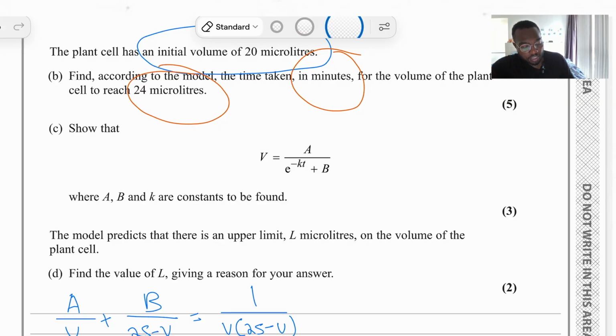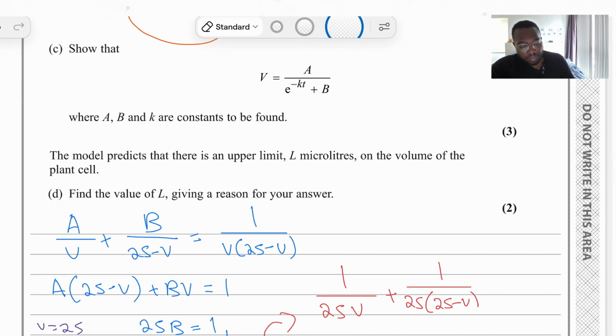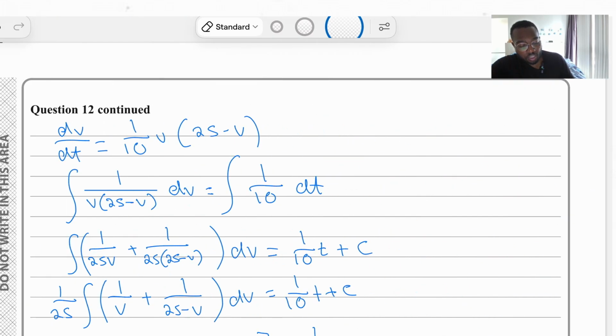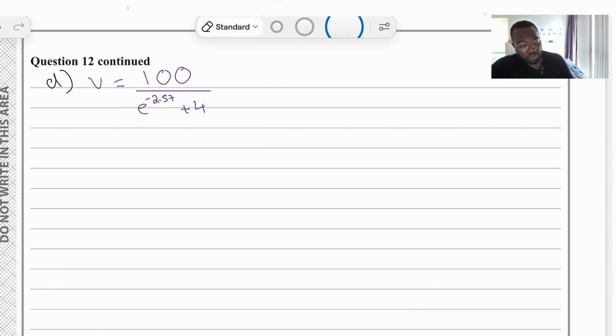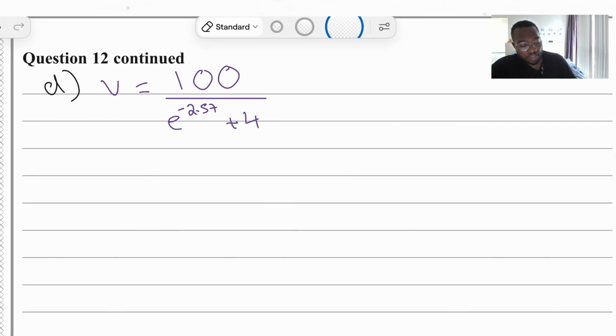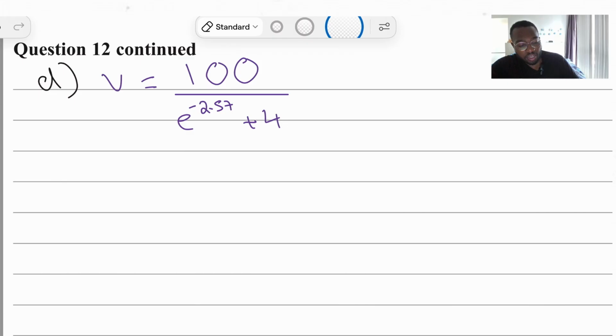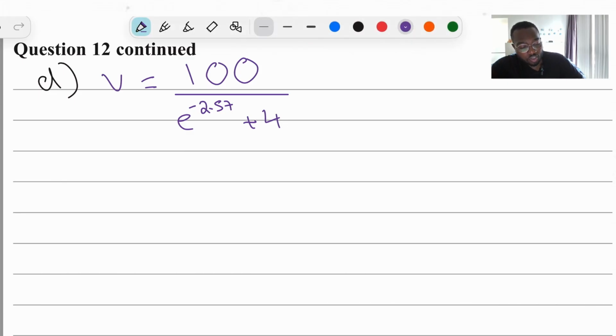So for part D, we're told that there's an upper limit L microliters on the volume of the plant cell. We need to find the value of L, giving a reason for our answer. For this type of question, we have the expression for V. Now we need to pretty much just find the limits, or in this case, more or less find the range. So what do we know?